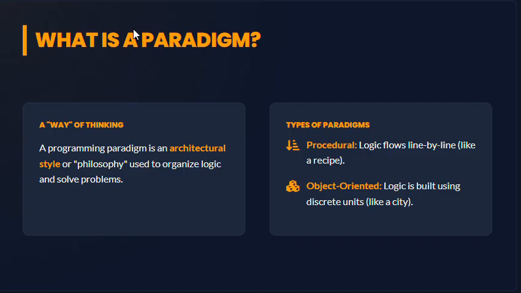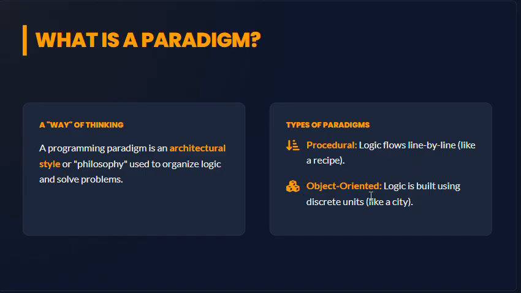Before we define what object oriented programming is, we need to understand a fancy word, paradigm. Don't let the term intimidate you. A paradigm is simply a style or philosophy, or how we organize our thoughts to solve a problem. In programming, we have two main styles you need to know. Procedural. Think of this as a recipe. You do step 1, then step 2, and then step 3. It's the linear and straightforward method.